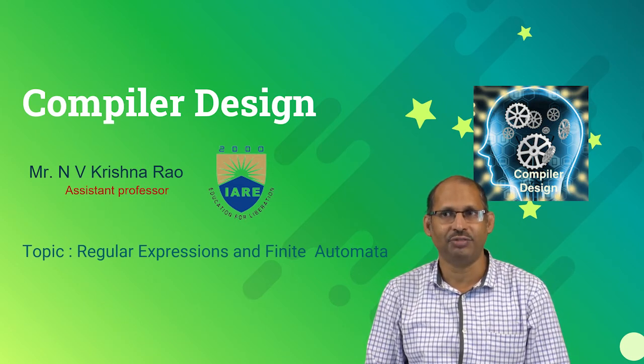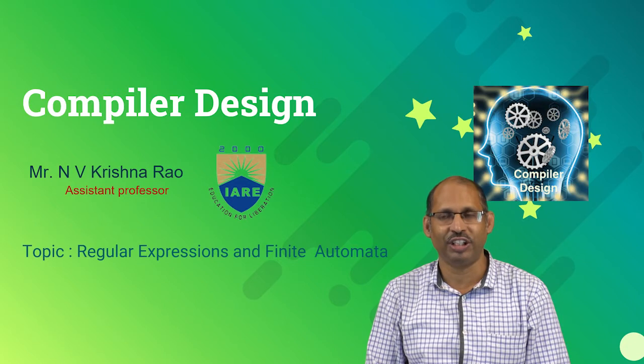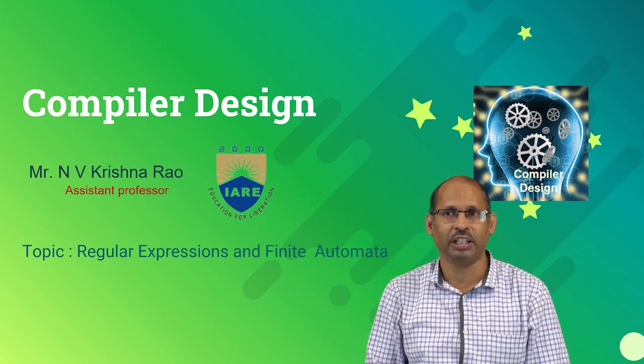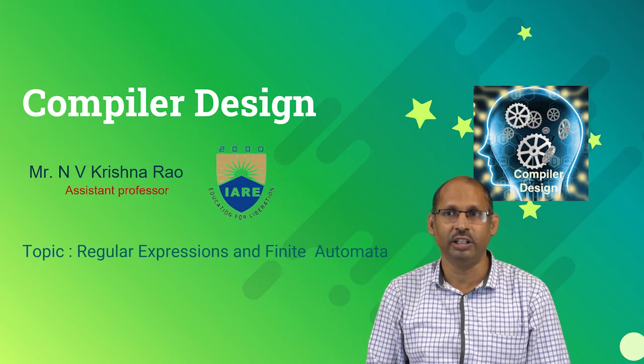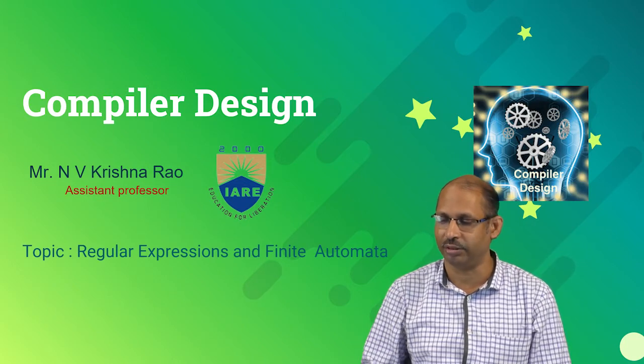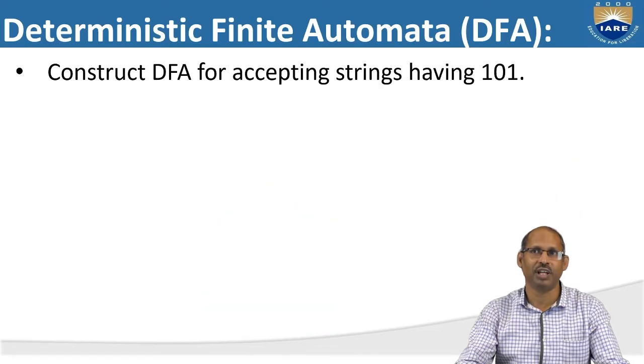In the last class, we discussed the definition of the DFA and a few examples. We will continue with some other examples and start discussing NFA, Non-Deterministic Finite Automata. These are the previous examples we have discussed.